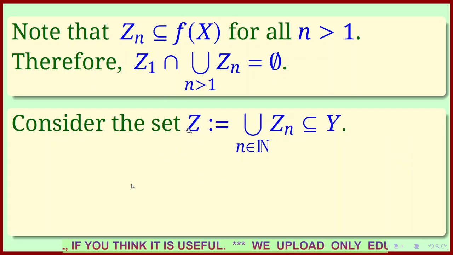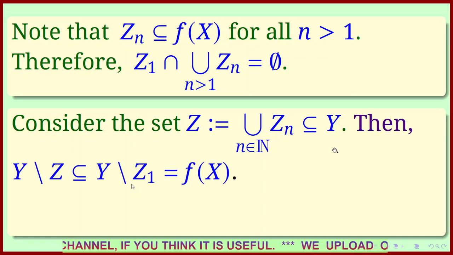Consider now the set Z, which is the union of all the Zn including Z1. Here n is running from 1 to infinity, 1, 2, 3 and so on. So see the difference here. In the previous union we were considering n greater than 1, but here we are considering n starting from 1. And this is of course a subset of Y. Everything we are considering is a subset of Y only. Now what about the complement of Z in Y?